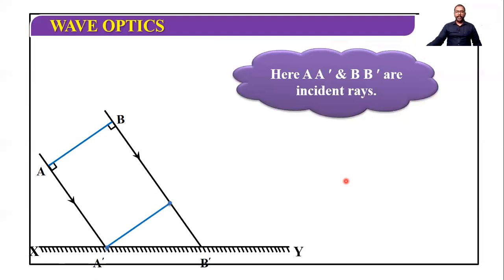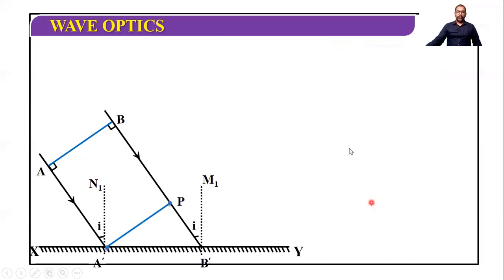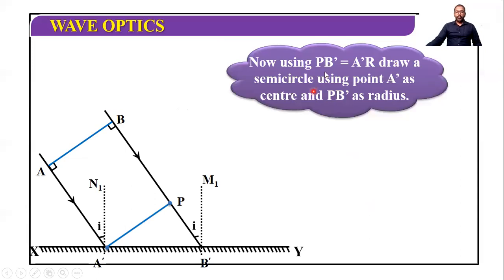A dash B dash is the incident ray. So we can draw a normal at the point of contact. Now, using P B dash is equal to A dash R, draw a semicircle using point A as the center and P B dash as the radius.